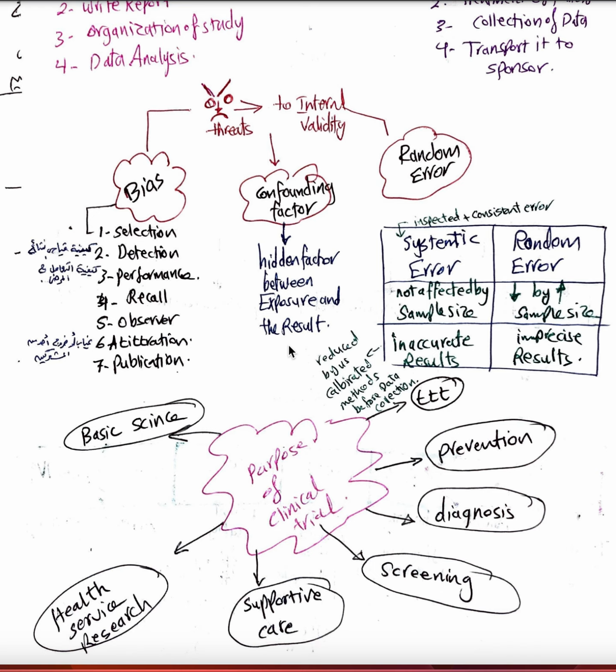The random error, as I explained before, is the error that happens by chance. I didn't expect any errors, and this error happened. That's exactly what a random error is. So these are the threats to the internal validity: bias, confounding factors, and then the random error.